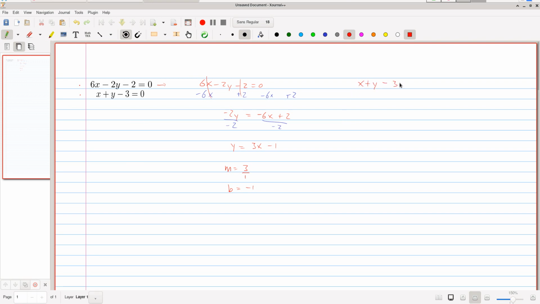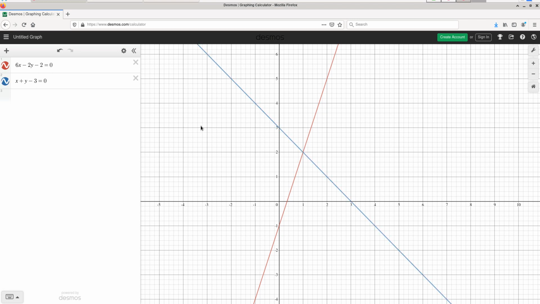Our second line, let's try the same thing. x plus y minus 3 equals 0. I want to get y by itself, so I'm going to subtract x from both sides of the equation and add 3 on both sides. This way, on the left-hand side, everything except the y cancels out, and we've got y equals negative x plus 3. This is a line whose slope is negative 1, that's the coefficient of the x, or negative 1 over 1, and whose y-intercept is 3. So the y-intercept is 3, the slope is negative 1. So it crosses at 3, and then from this point it goes down 1 and right 1.